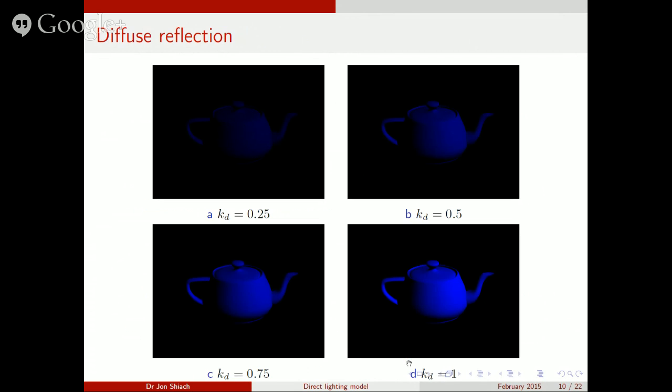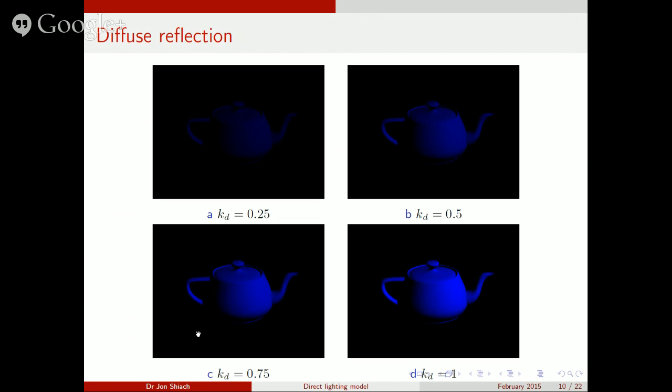So what does it look like? Well, here you go. This is the same teapot as used before. All I've done here is set the ambient light to something like a half, actually probably closer to 1. I've set the ambient light so it's constant, and I've moved the KD up a bit.